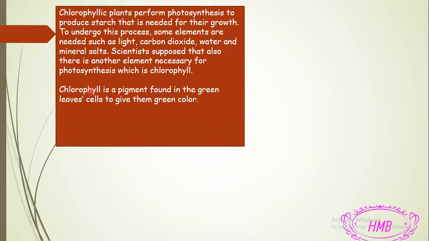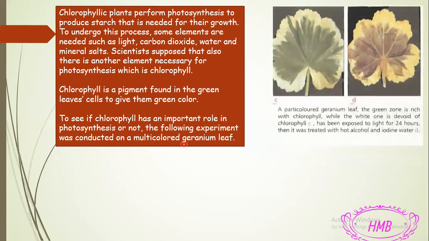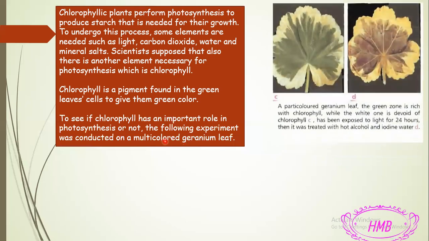Now, what is chlorophyll? Chlorophyll is a pigment found in the green leaves cells, to give them a green color. So this is a pigment found in the cells of green leaves, and it is responsible for giving them their greenish color. So to see if chlorophyll has an important role in photosynthesis or not, to see if this supposed hypothesis from the scientist is correct or not, the following experiment was conducted on a multicolored geranium leaf.